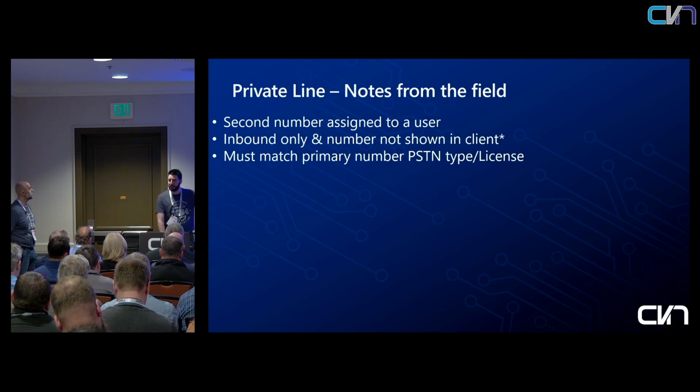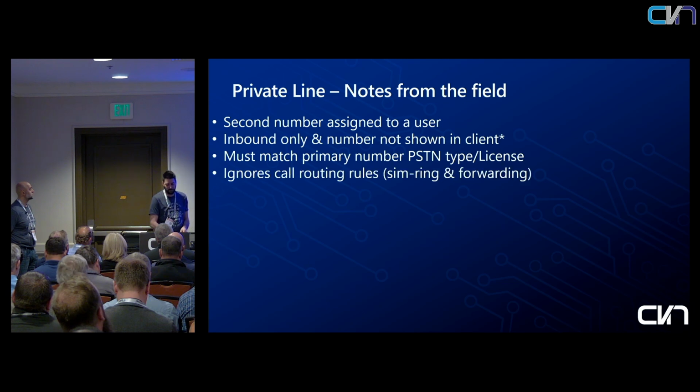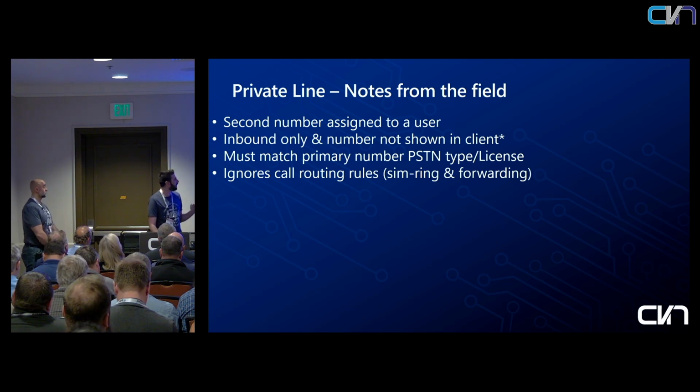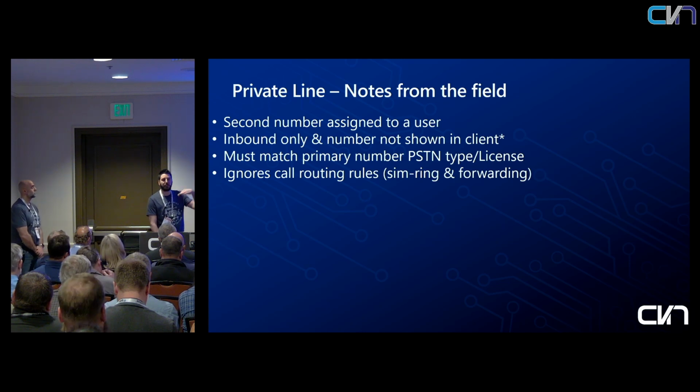So if the user is using Operator Connect for the primary number, Operator Connect again for the private line, it ignores call routing rules, so simultaneous ringing and forwarding. There's a debate about do not disturb. In some scenarios it seems to work, in some scenarios it doesn't. It depends on devices and endpoints. But the idea is your private line gets to that user directly, doesn't trigger their delegates, doesn't trigger the also ring, and some of those other settings.